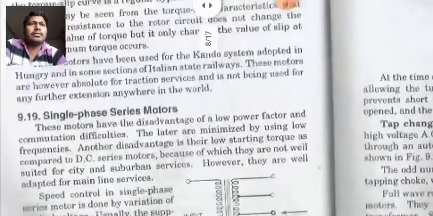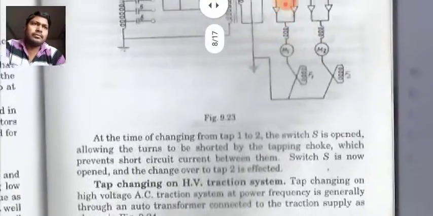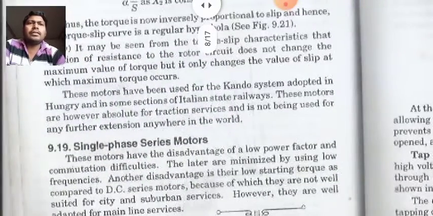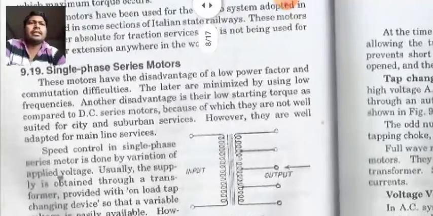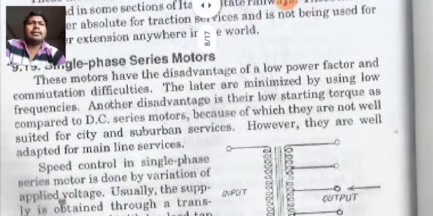So let us now discuss the single phase series motor. This motor has the disadvantages of low power factor and commutation difficulties. The latter are minimized by using low frequency. Another disadvantage is their low starting torque as compared to a DC series motor, because of which they are not well suited for city and suburban services. However, they are well adapted for mainline services.